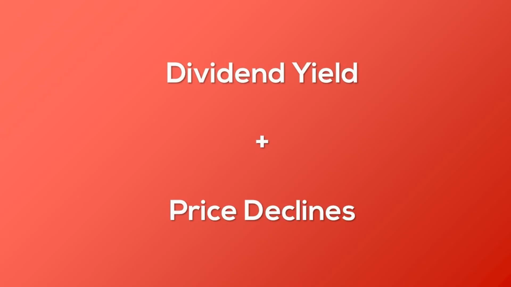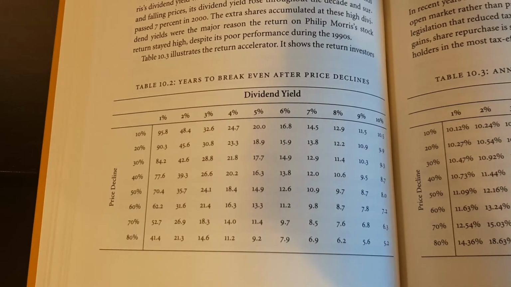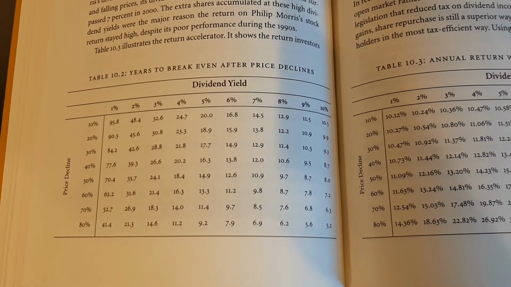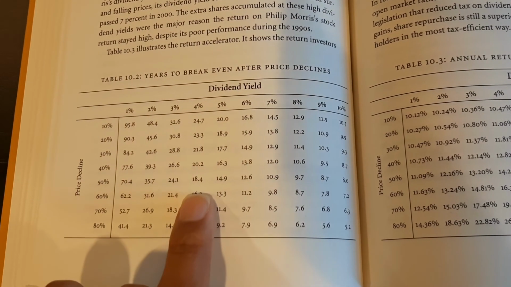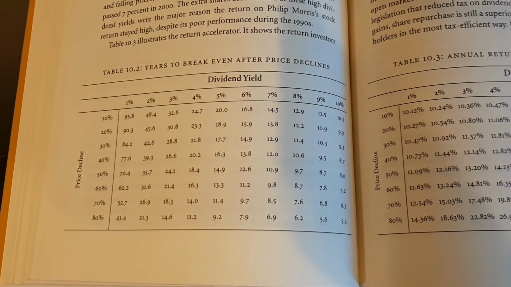Okay. So, what he does here is he has a table where he's looking at the dividend yield of different stocks, and then he's looking at the price declines. So, let's say you have a stock yielding 4% with a dividend and its price declines 50%. Well, he has a table here where he shows, okay, 4% yield, the price declines by 50%. Well, it would take you 18 years to break even based on that dividend yield, which kind of sucks.